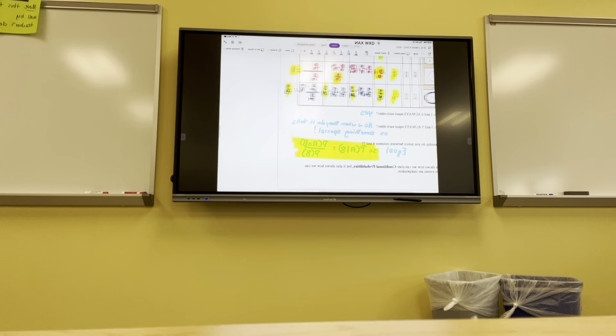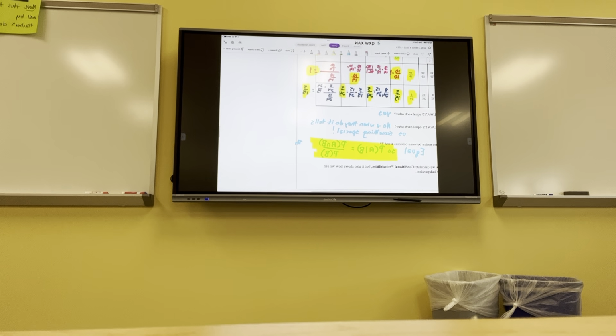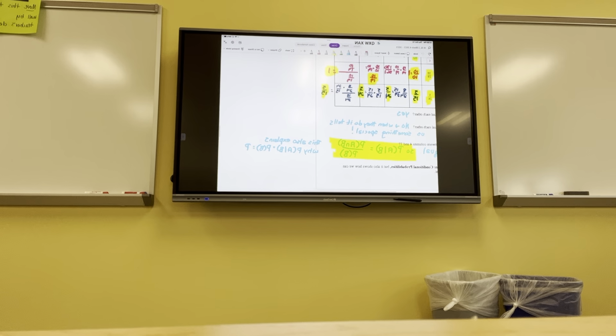And off to the side, we can say this also explains why the probability of A given B times the probability of B equals the intersection. Because you cross multiply. That's where that relationship comes from.